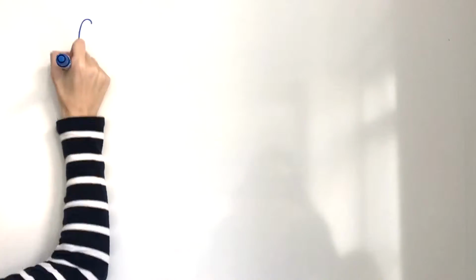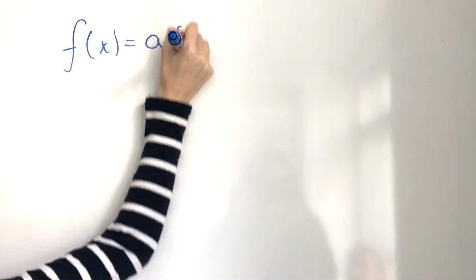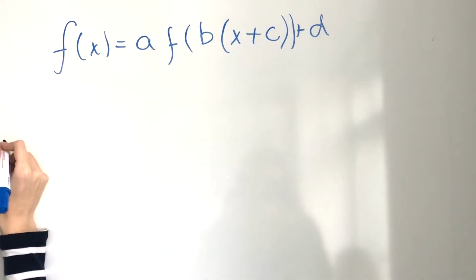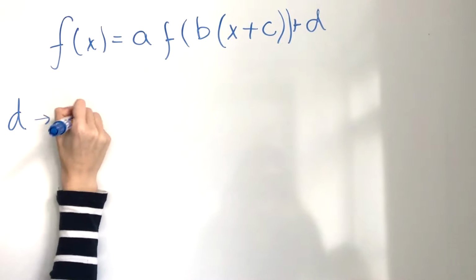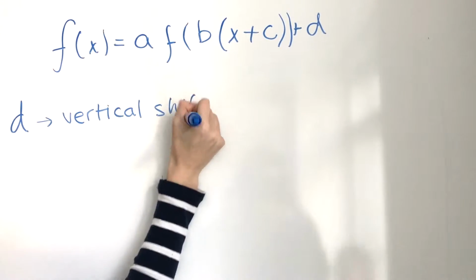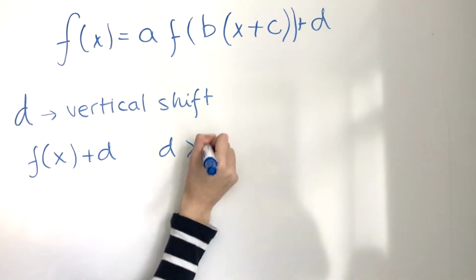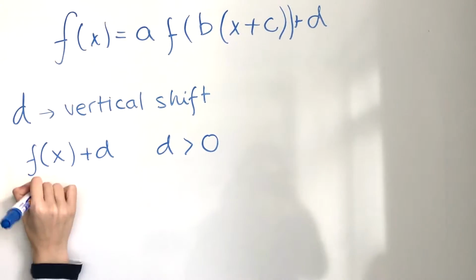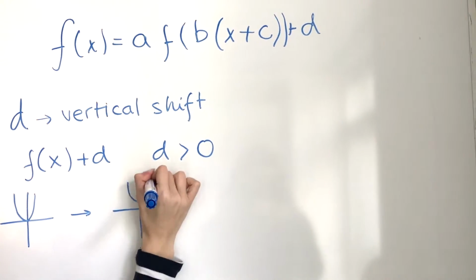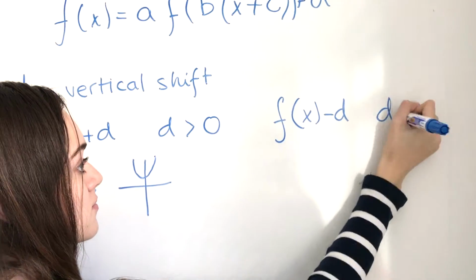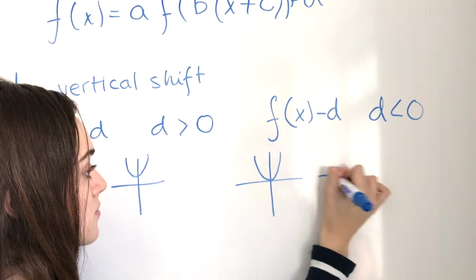First off, let's consider the generic model of a function. f of x is equal to a times f of b times x plus c, plus d. The d represents all vertical shifts that a function may undertake, depending whether the value is positive or negative. This is illustrated through f of x plus d. If d is greater than 0, then the graph is translated d units upwards. However, if d is less than 0, then the graph is translated d units downwards.